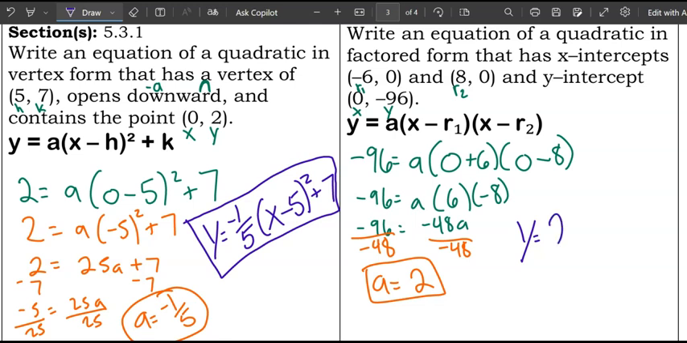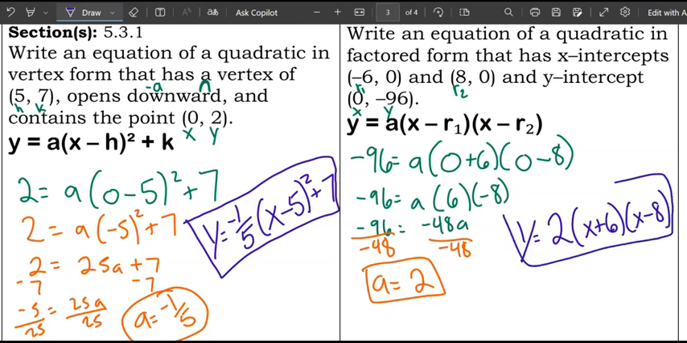y equals 2(x plus 6)(x minus 8). And this is our factored form equation.